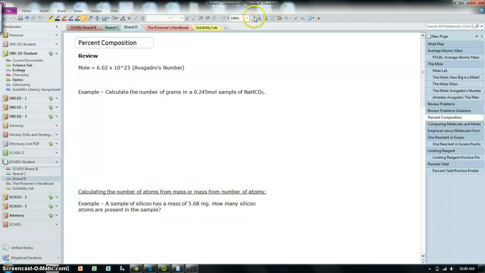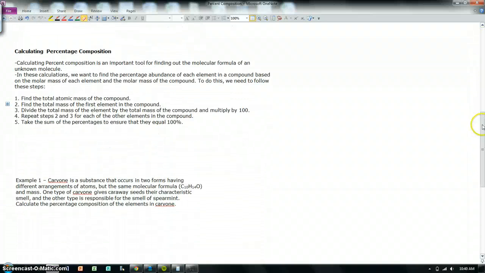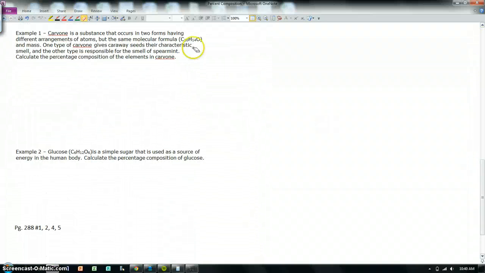So if you could go to your OneNote and open up the percent composition page, we'll get started. Once you're here, scroll down to the first example and I'll walk you through how to do it. If you need to, you can pause, rewind and follow along as you go.